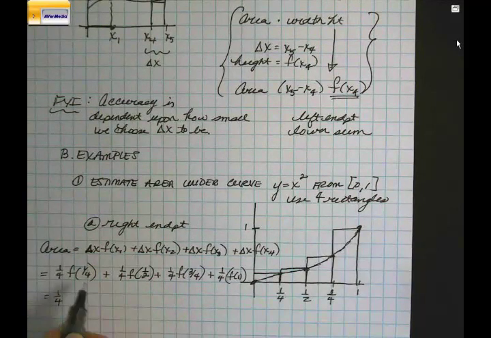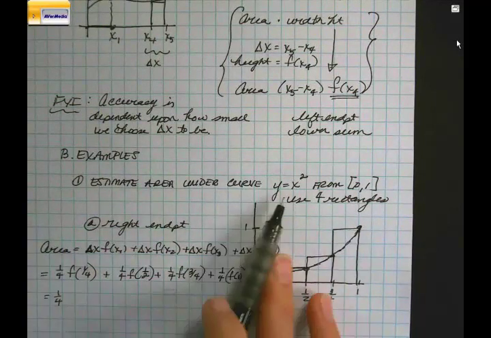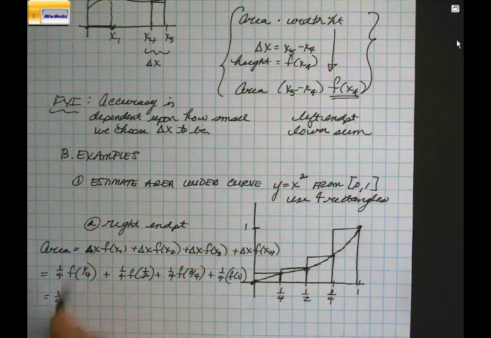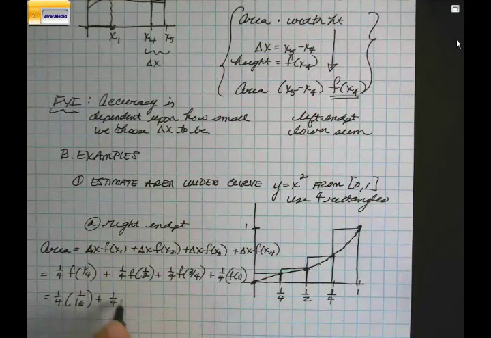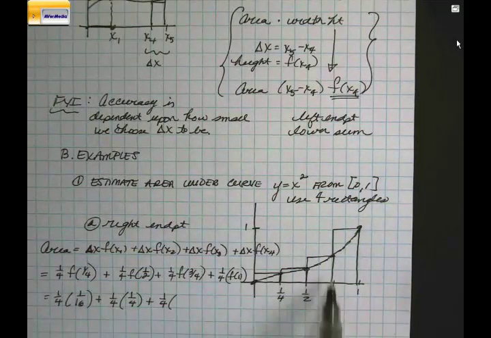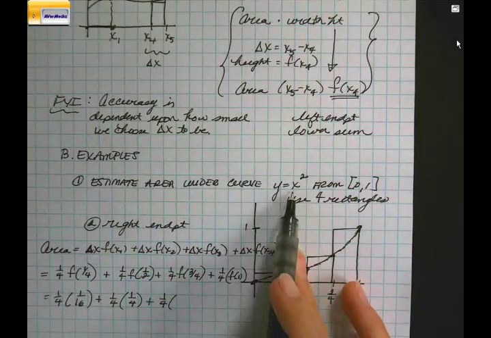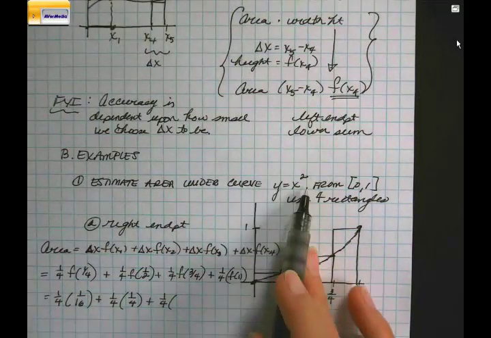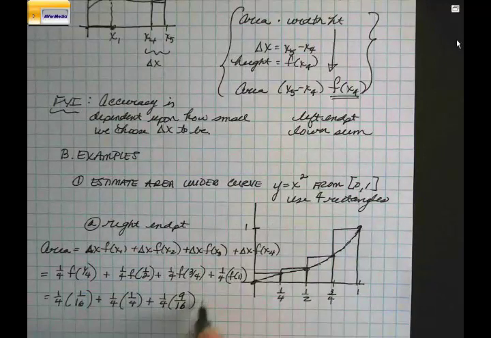So this becomes 1/4 times f of 1/4. Go to your function. 1/4 squared is 1/16. The second one is 1/4 times the height at 1/2. 1/2 squared is 1/4. Then you have 1/4 times your height at 3/4. 3/4 squared into your function is 9/16. And then f of 1 squared is 1.